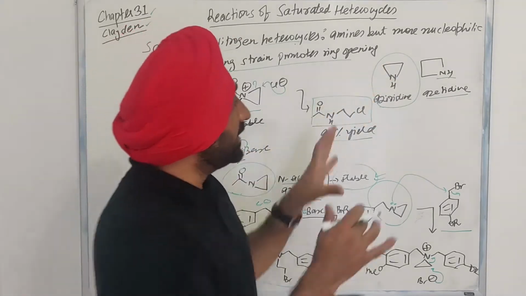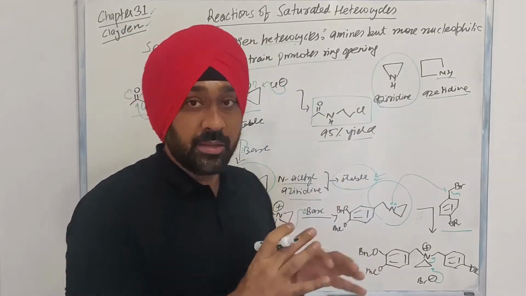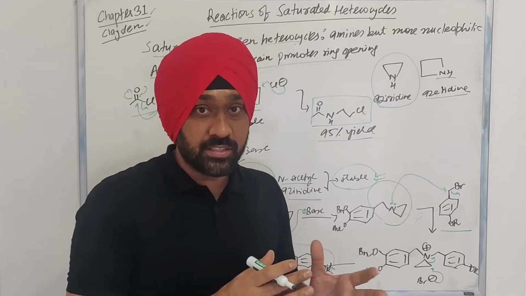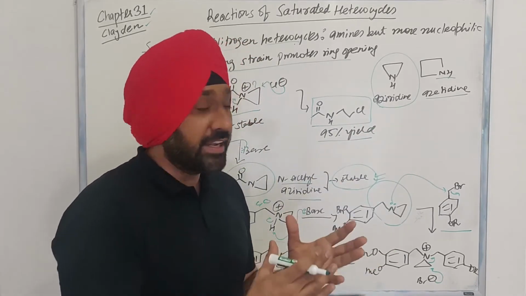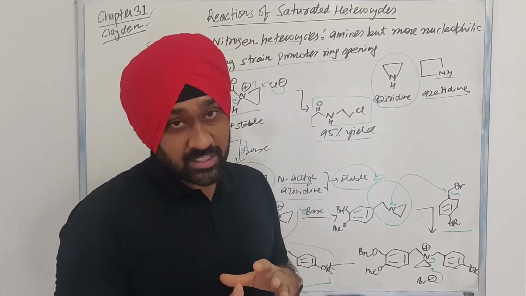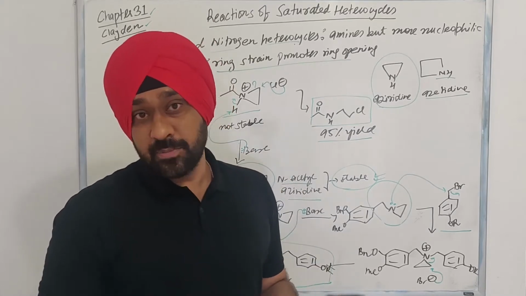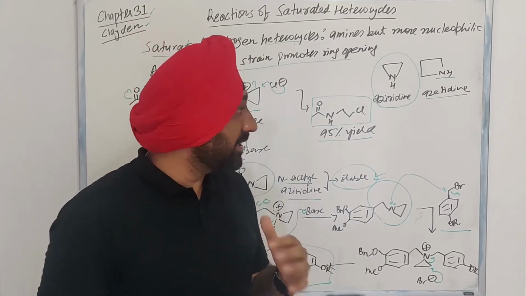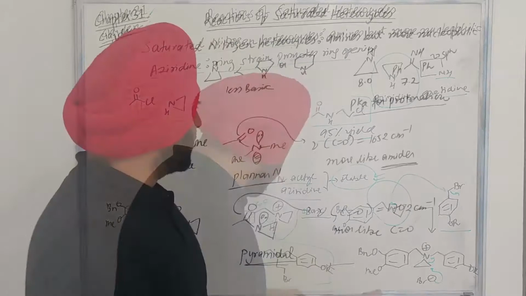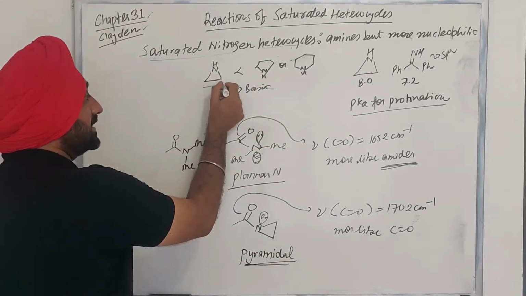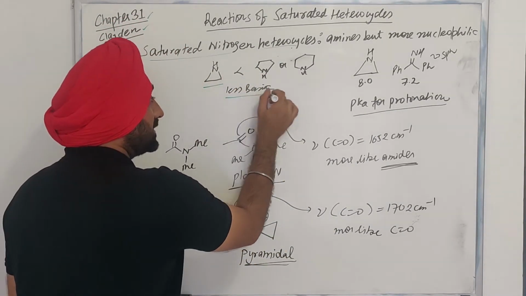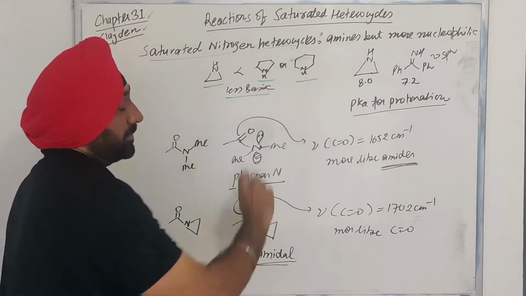Now we are going to look at the basicity. अगर हम aziridine की basicity compare करें other heterocycles से, जो higher sized ring है, क्या ये ज़्यादा basic है, क्या less basic है? And if they are less basic, what is the reason for that? That is something that we are going to look at now. So basically, in the case of the aziridine, they are less basic than pyrrolidine or piperidine.